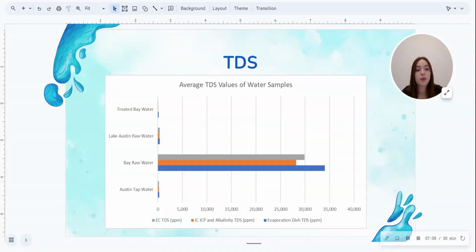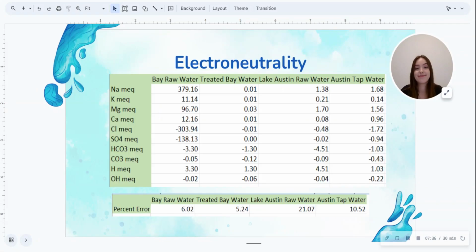Here is a bar graph representing the TDS values and the average for each of the water samples, which in the gray is the electroconductivity of the TDS in parts per million. In the orange is the IC and the ICP and alkalinity TDS, while in the blue is going to be your evaporation dish TDS. So once again, raw bay water is significantly higher than all of the other ones.